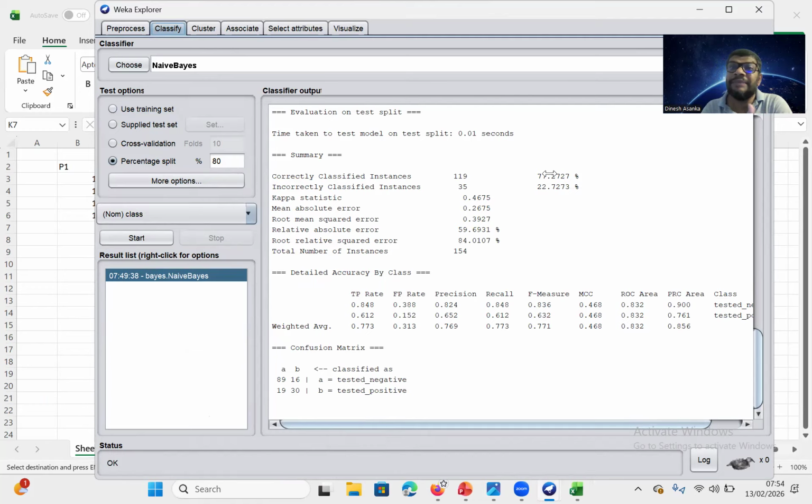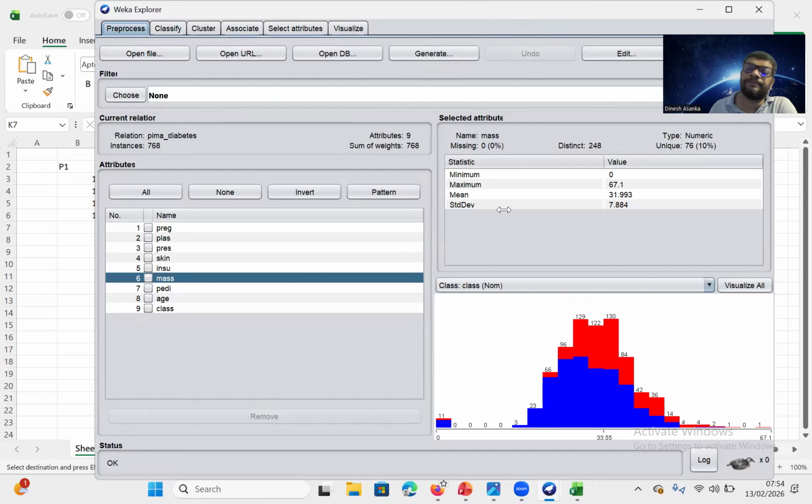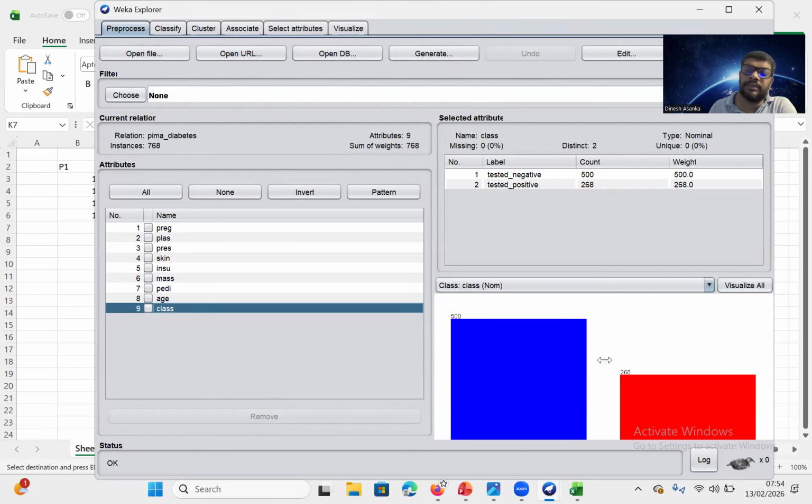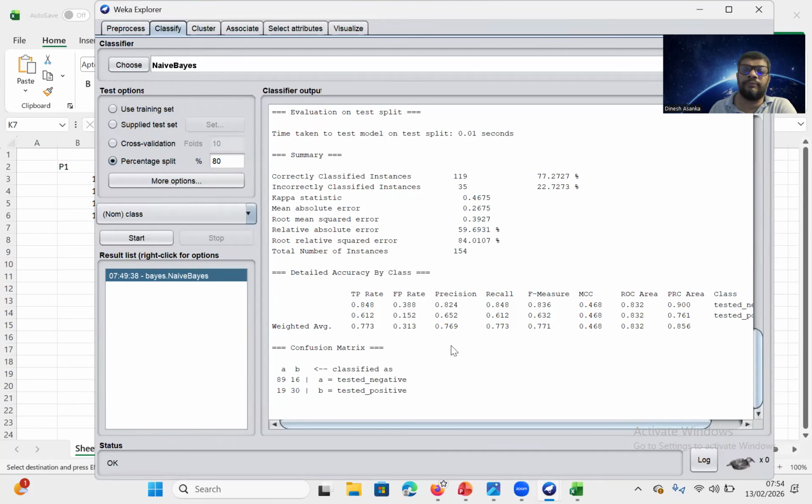Especially when you have imbalanced data. What do you mean by imbalanced data? If I go back to my data set, here you will see you have 768 records, 500 of them are negative and 268 of them are positive. So you don't have balanced data. Since you don't have balanced data, when predicting, if you're going only by the accuracy, it might not be correct.